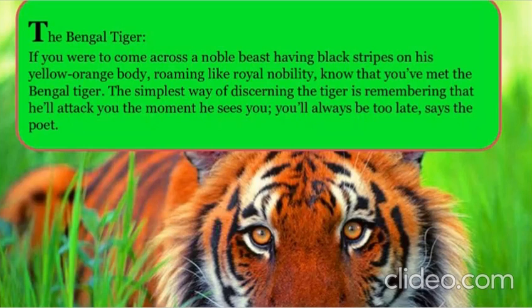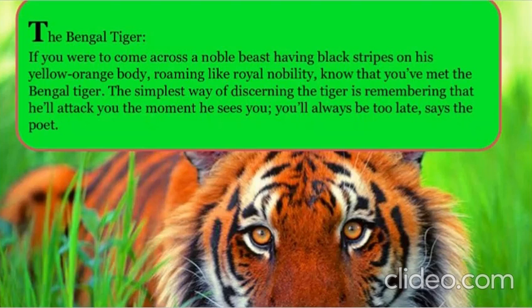If you ever come across a noble beast which has black stripes on it and a yellowish orange body, with royal nobility, roaming around here and there, you have to understand that this is the Bengal tiger. So, how do you remember the tiger in the simplest way? Because he will attack you the same moment he sees you. So, you will always be too late.